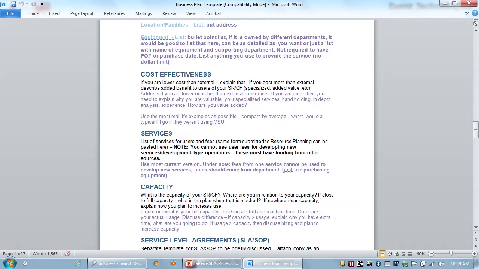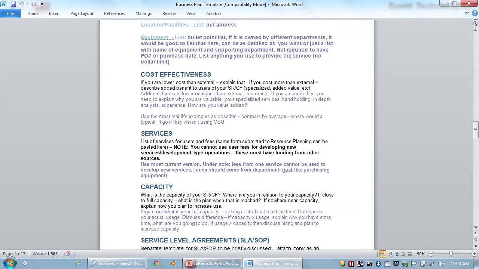You'll want to use real life examples here. And you'll want to, it says compare by average, where would the typical PI go if they weren't using OSU? So put in how you compare cost-wise to other places. You'll want to list your list of services. This, again, can just be, you can either call it out in an appendix, or you can do an Excel print, just copy and paste from Excel.